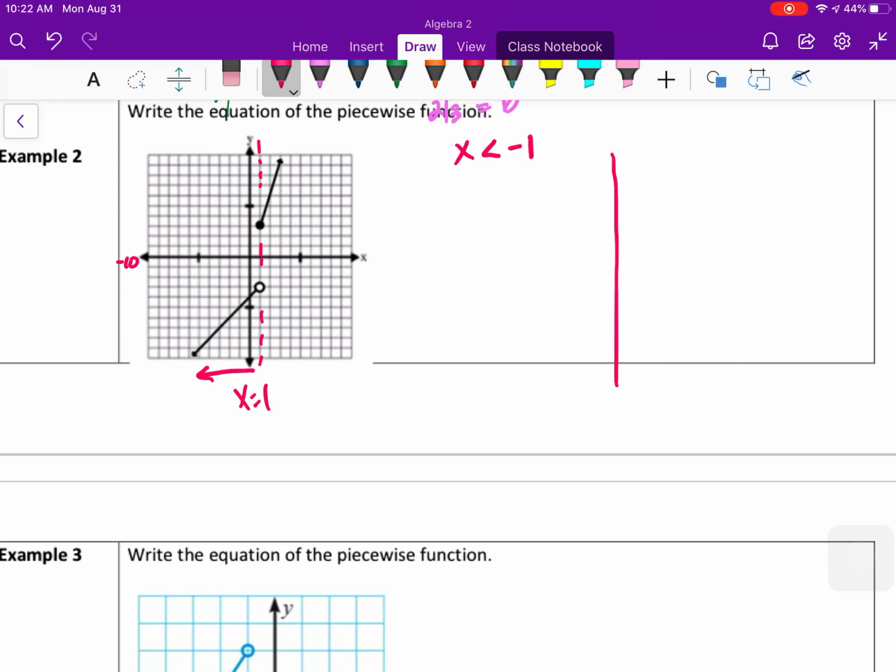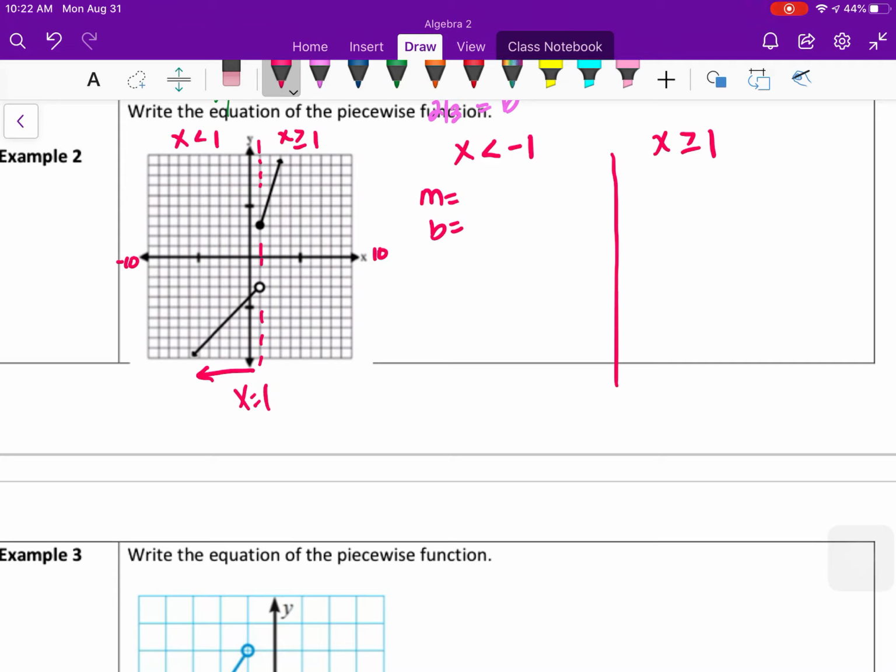And then the other line is going to the right. This is +10. Well, 10 is greater than 1. It's a closed circle, so this side's going to be x is greater than or equal to 1. So I have those two sides. This one's greater than or equal to 1. This is x is less than 1.